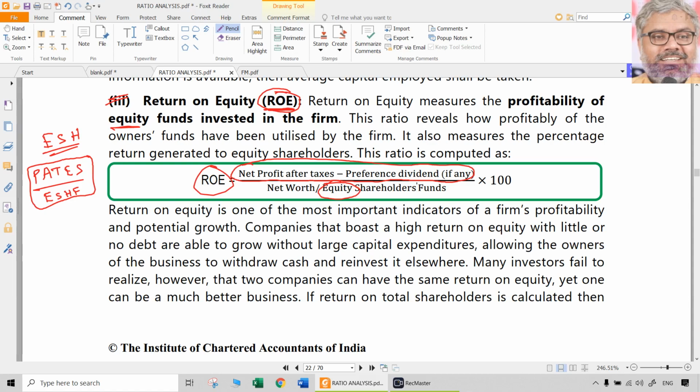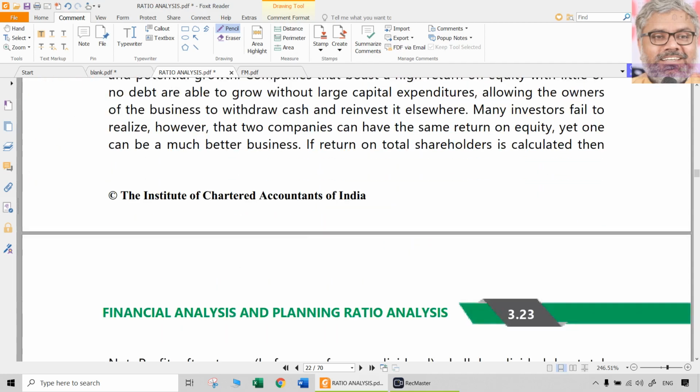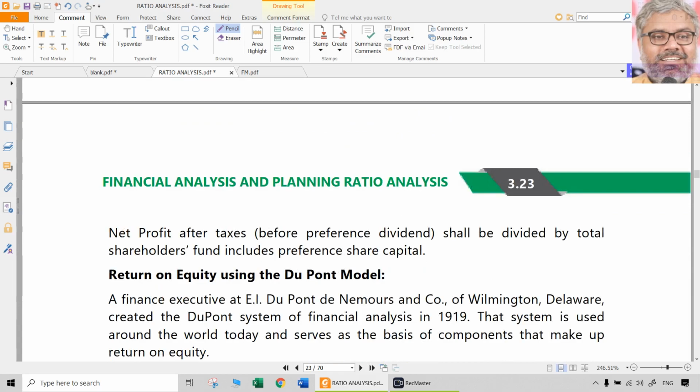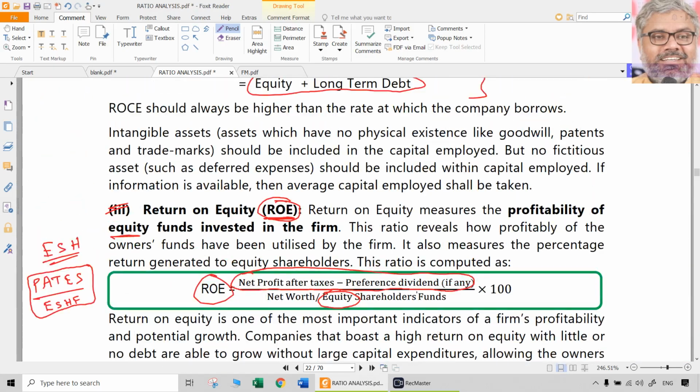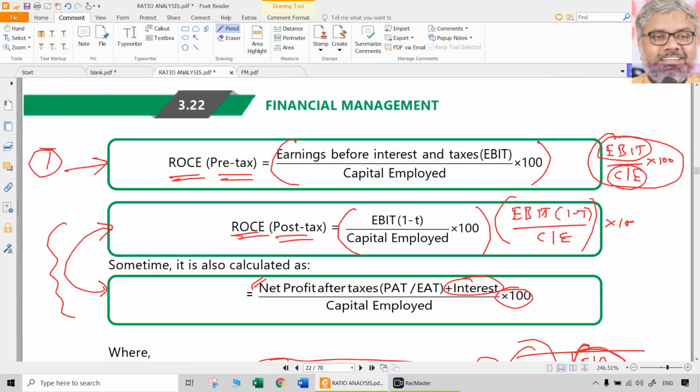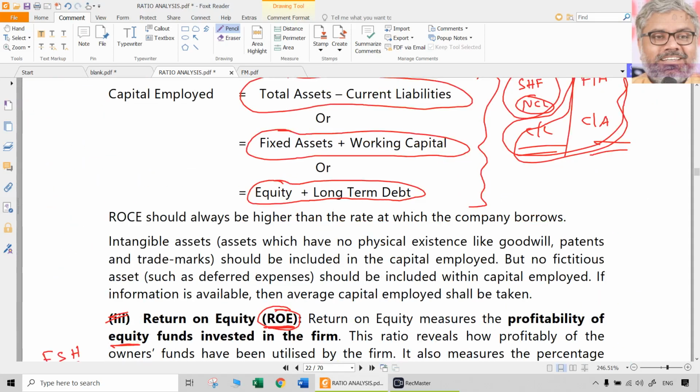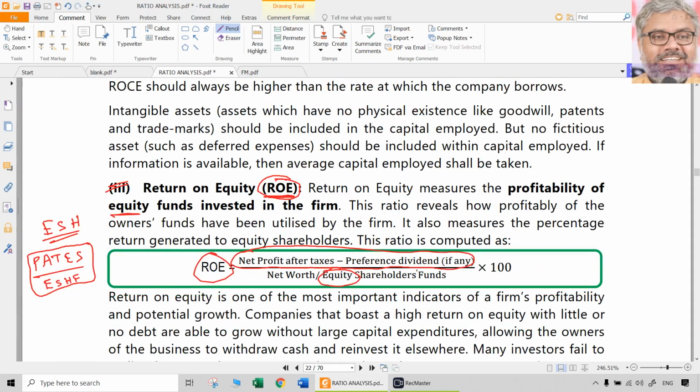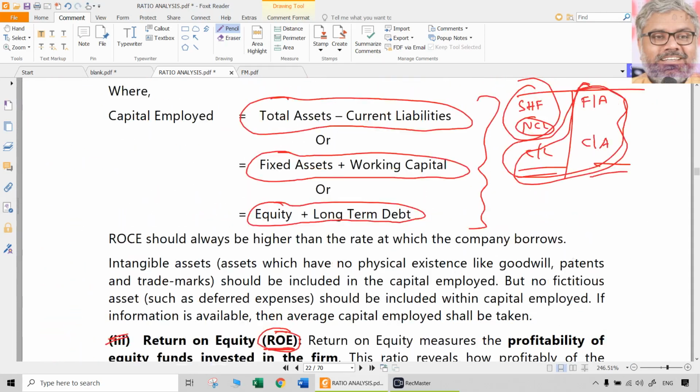So return on equity is earnings or profits available to the equity shareholders divided by equity shareholders funds. What are equity shareholders funds? Simply speaking, equity share capital plus reserves and surplus. That's it. That is return on equity. So this is a very, very important concept. Return on equity is easy, because the name itself indicates it: earnings or profit available to equity shareholders divided by equity shareholders funds.